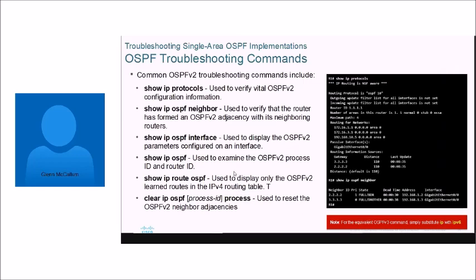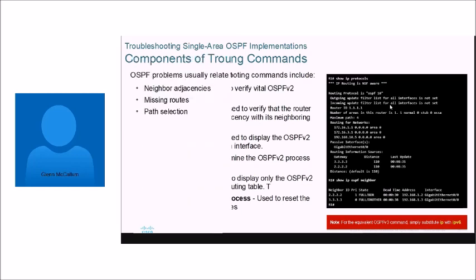So how do we figure these things out? Show IP protocols. For IPv4, it tells you a fair bit of information. Show IP OSPF neighbour, again, tells you the status of them all. Show IP OSPF interface will show you information as well. Show IP OSPF. Show IP route OSPF shows you what routes you've learnt. And of course, clearing the OSPF process will reset things.